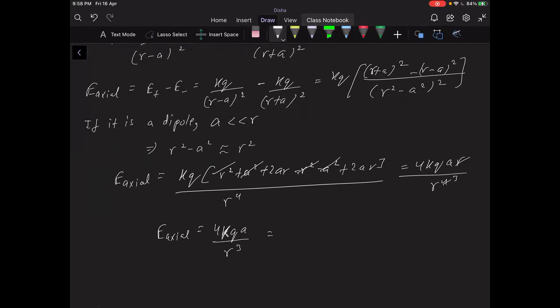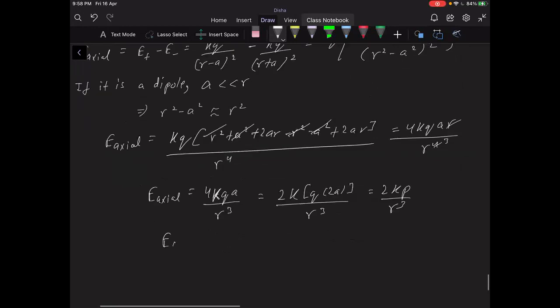Here I'll do a little maneuver. I'll say this is actually 2KQ into 2A. Q into 2A is nothing but the dipole moment. This will be 2Kp by R cube. So value wise, axial point field is equal to 2Kp by R cube.